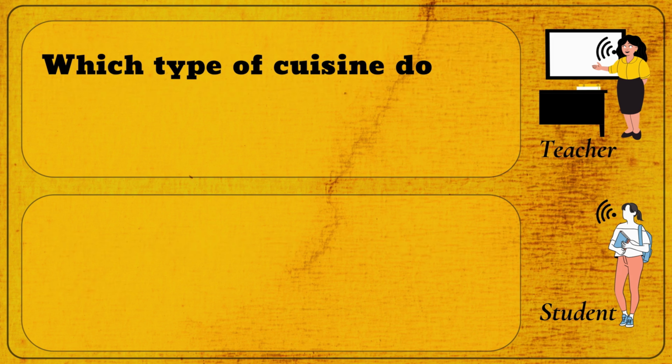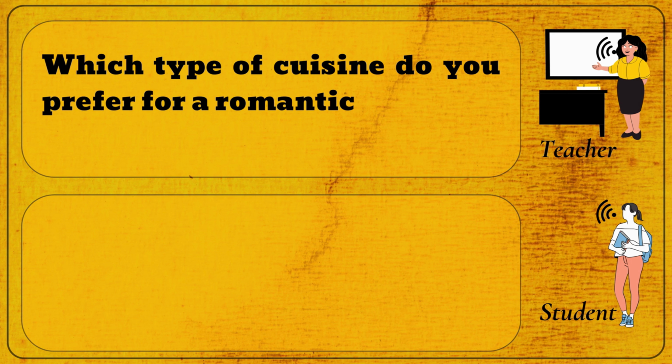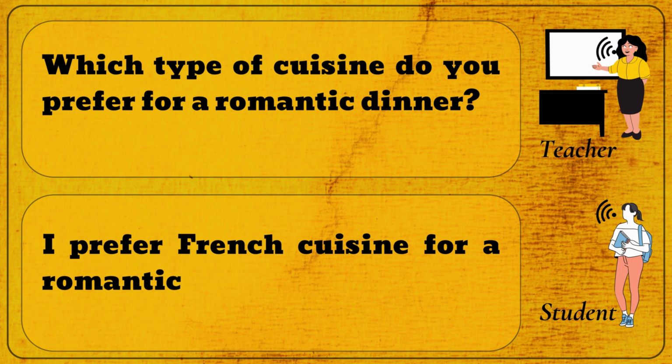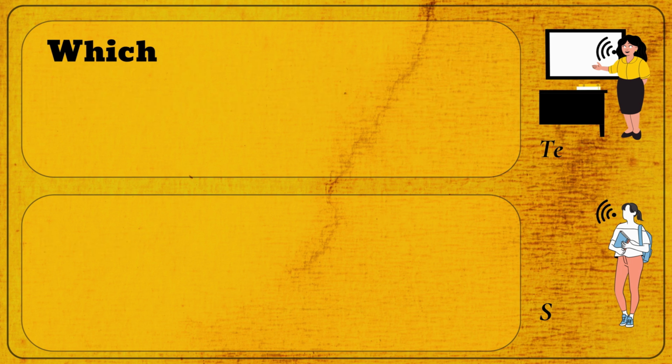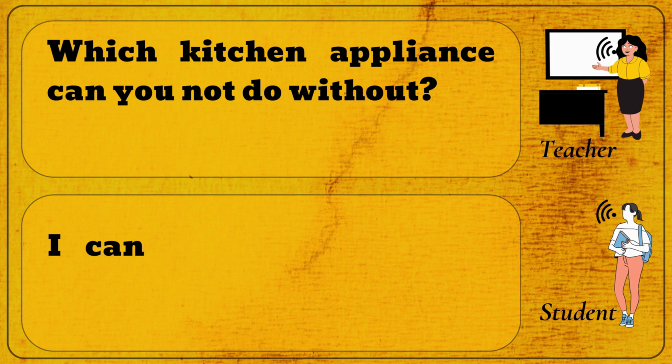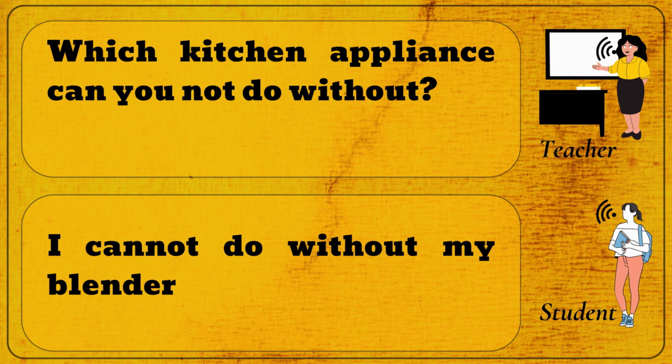Which type of cuisine do you prefer for a romantic dinner? I prefer French cuisine for a romantic dinner. Which kitchen appliance can you not do without? I cannot do without my blender in the kitchen.